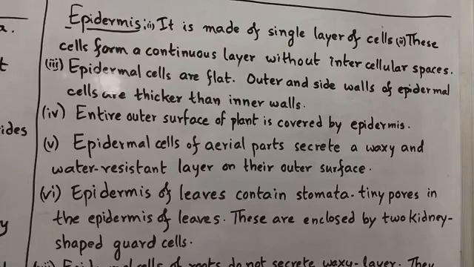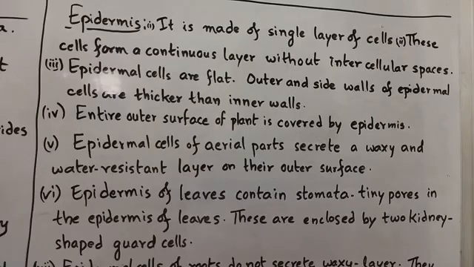The cells of epidermis form a continuous layer without intercellular spaces. Why it forms a continuous layer, I will explain afterwards. Epidermal cells are flat and the outer and side walls of epidermal cells are thicker than the inner walls of the epidermal cells. The entire outer surface of the plant is covered by epidermis.